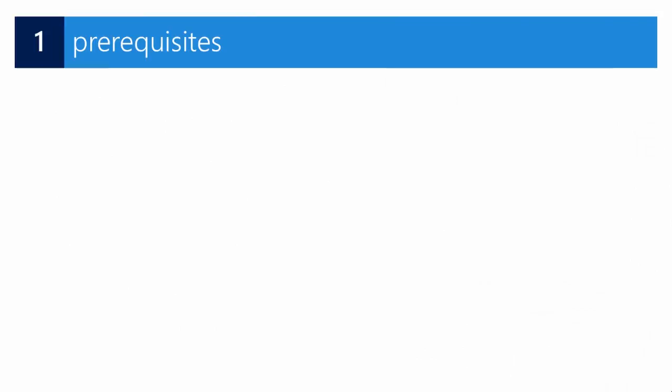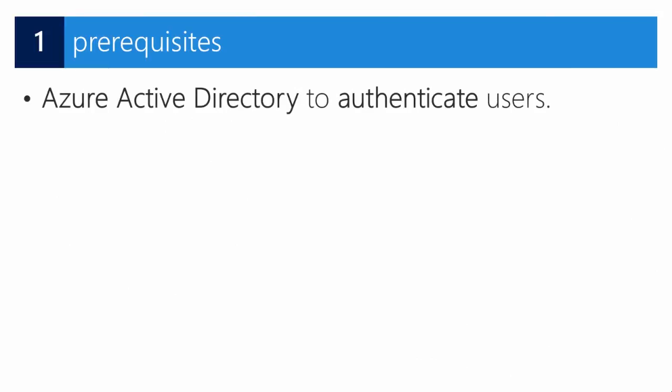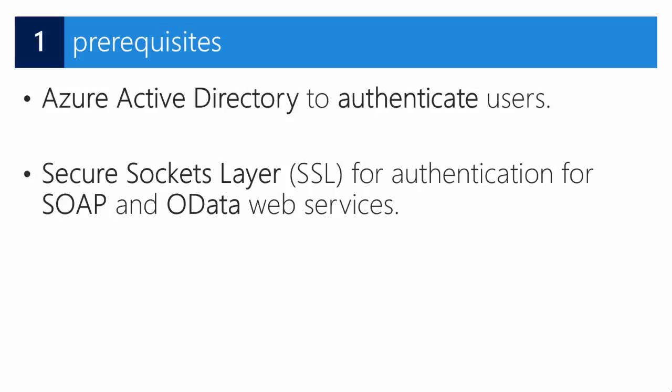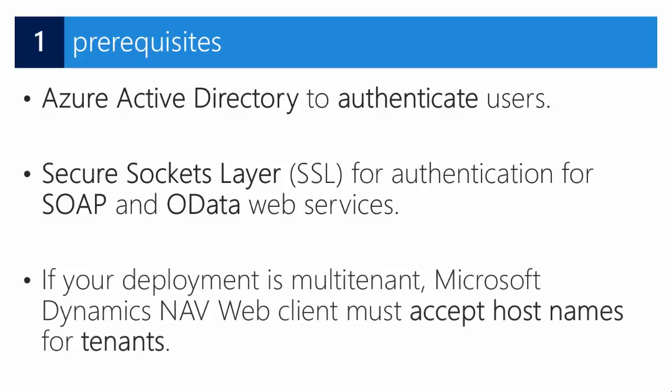So in the first step, we need to make sure that our deployment meets the following prerequisites. You need to use Azure Active Directory to authenticate users. We need SSL or Secure Sockets Layer for authentication for SOAP and OData web services. And if your deployment is multi-tenant, Dynamics NAV web client must accept host names for tenants.